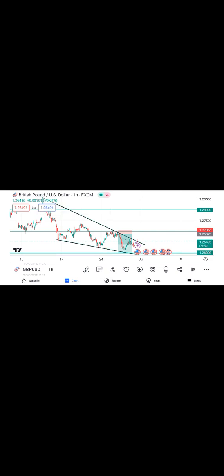Let's go to our next stuff. So what were we talking about? We're talking about how we add support and resistance zones. We add the zones. Okay, let me go to the 4-hour time frame.